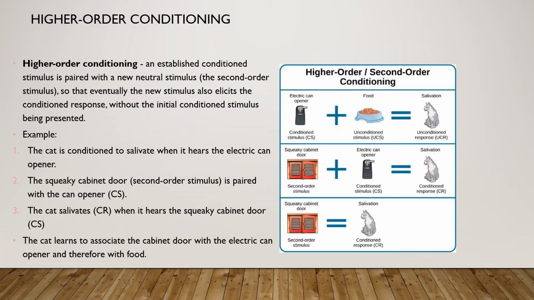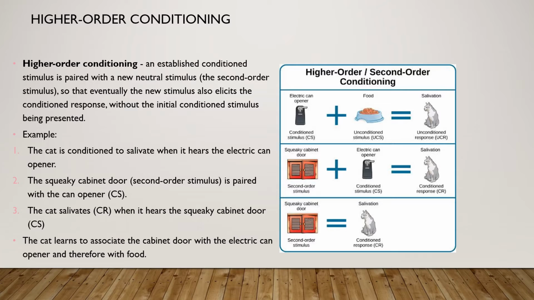And you read about this in your book, where we have an established conditioned stimulus that's paired with a neutral stimulus, a new one. And this we could call a second order stimulus, so that eventually the new stimulus also elicits the conditioned response. So it may be, let's say in this example, here we have an electric can opener, and it has been associated with food, right? And so the can opener is the conditioned stimulus, leading to the response of salivation for the cat.